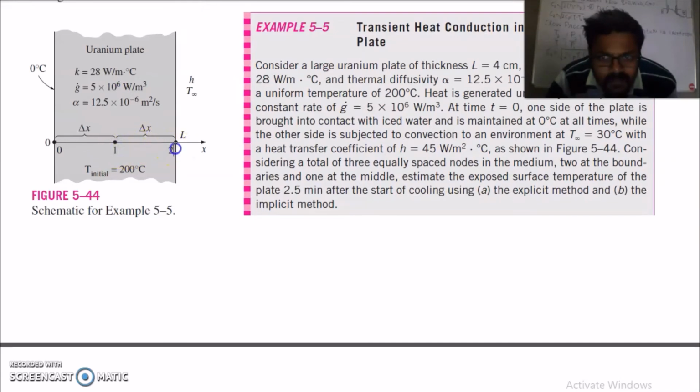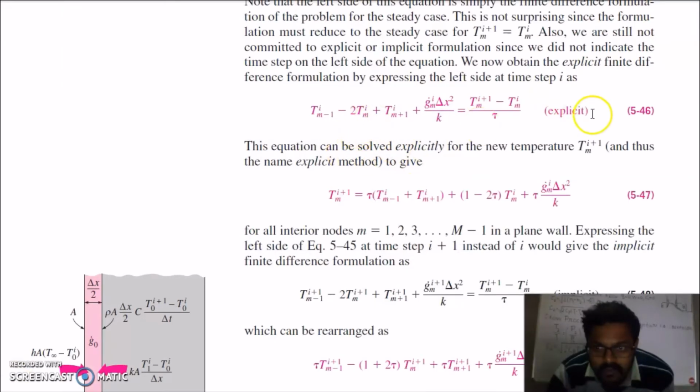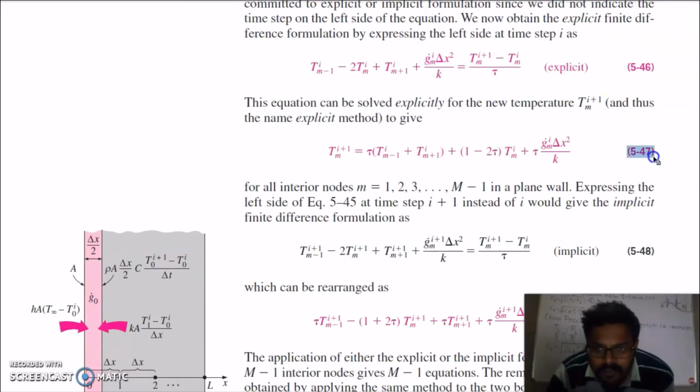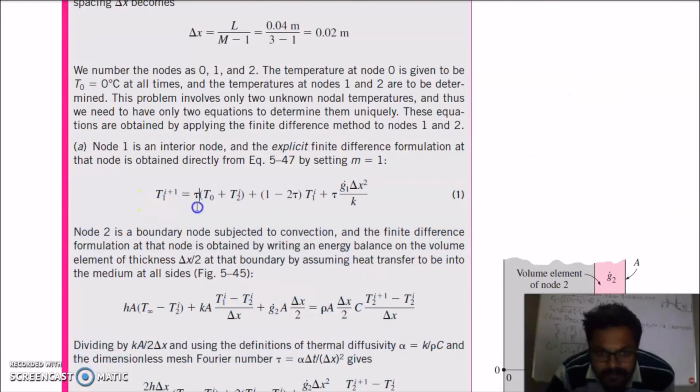So two unknown temperatures at two nodes. So we need two equations to solve this problem. Node 1 is an interior node, so we can use the explicit finite difference formulation at node 1 by setting M equal to 0. You can use this equation here for explicit. This equation you can use also. For node 1, put M equal to 1 here, here, here. You will get this equation.